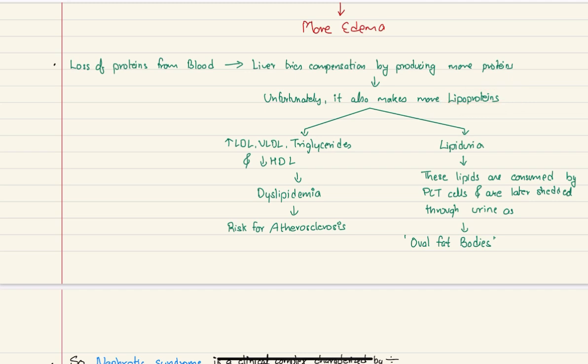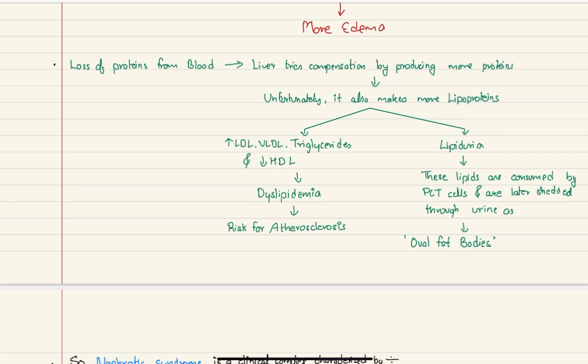So what this will do is that there will be an increase in the level of LDL, VLDL, and triglycerides, and there will be a decrease in the level of HDL. So this will eventually cause dyslipidemia, hence there will be a risk of atherosclerosis in case of nephrotic syndrome.